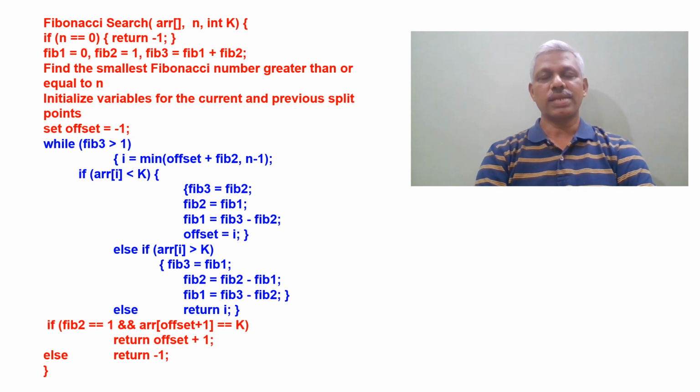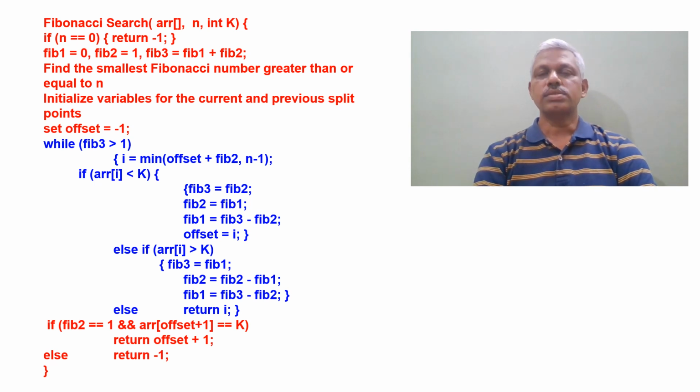While fib3 is greater than 1, compute the index I as the minimum of offset plus fib2, comma, n minus 1. Whichever is smaller, we pick that, and that becomes the split point. Actually, I is the split point. Once we compute the split point based on the offset, where the previous split value is initially set to -1, and based on fib2, we identify the split point I.